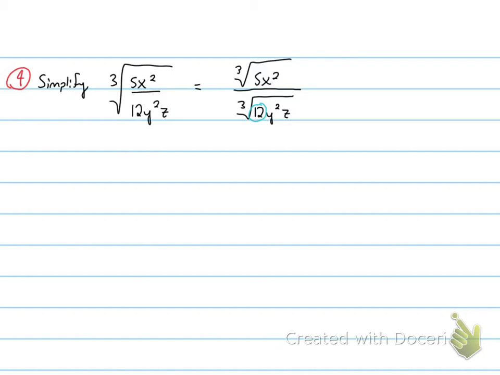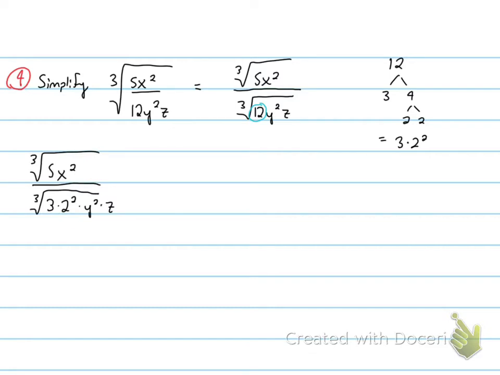I'm going to look at 12 and do the prime factorization here. So 12, I'm going to break up into 3 and 4, then 2 and 2. 12 can be written as 3 times 2 squared. So no perfect cubes there, but that's okay. So now I have my denominator rewritten like this.